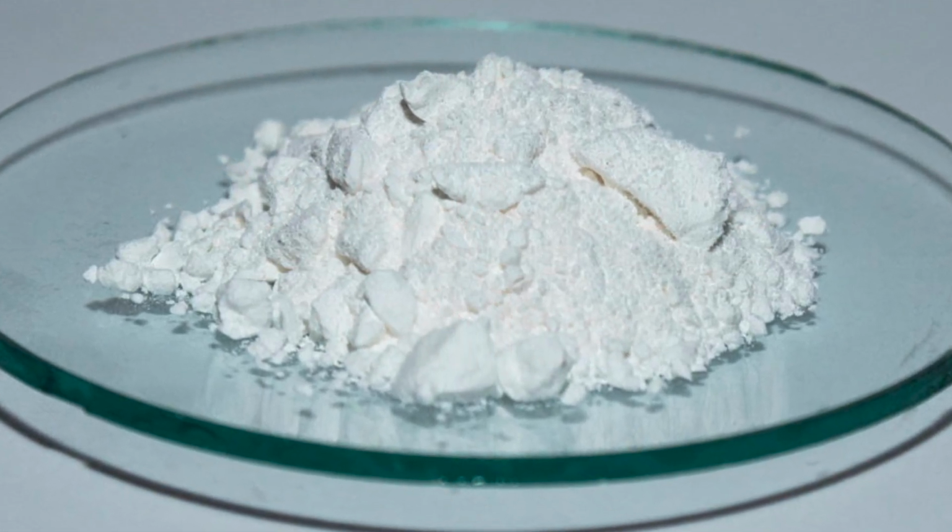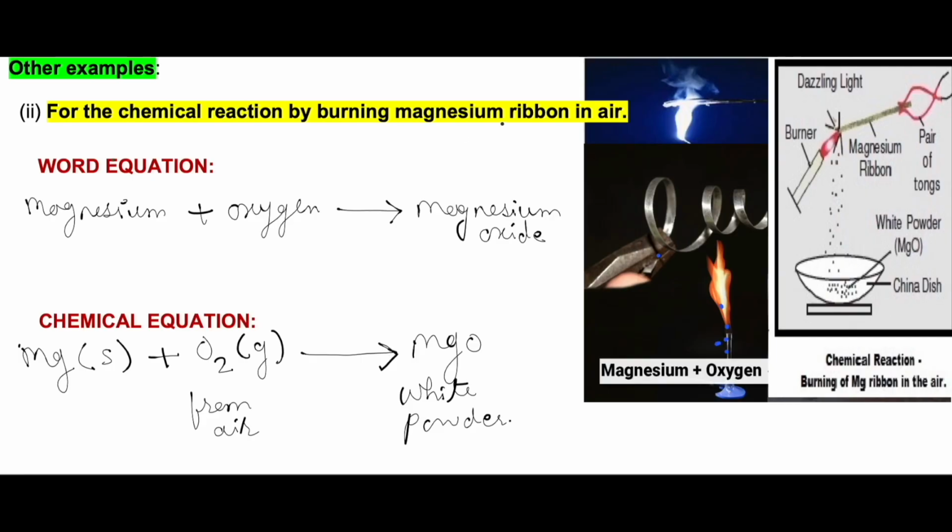Thus we see for this chemical reaction by burning magnesium ribbon in air, the word equation is magnesium plus oxygen gives magnesium oxide, and the chemical equation or symbol equation is magnesium, solid in nature, plus oxygen from air.